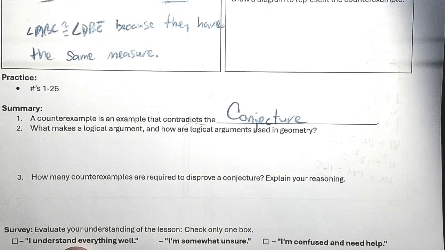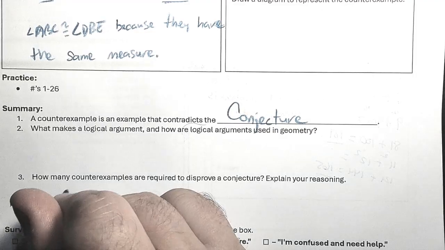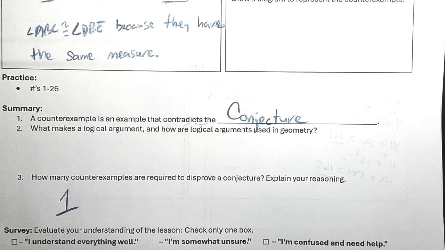All right, so how many counterexamples are required to disprove a conjecture? All right, so think again about science. How many times do you prove a hypothesis false, or that it makes it false? And the answer is 1. You only need 1. And explain your reasoning. I mean, it's because you only need 1. I mean, that is really the answer.